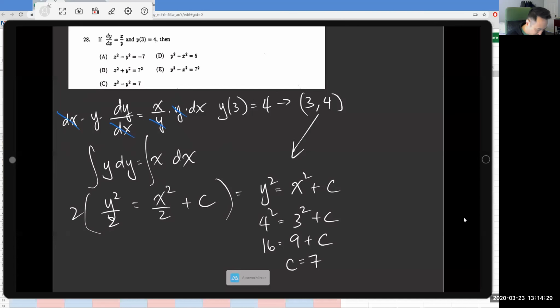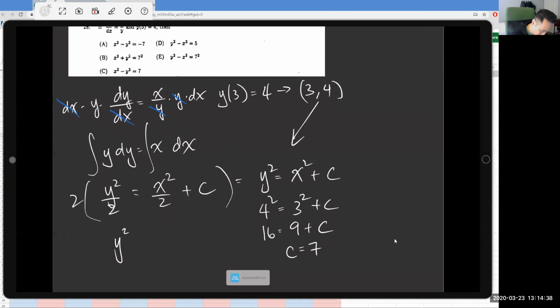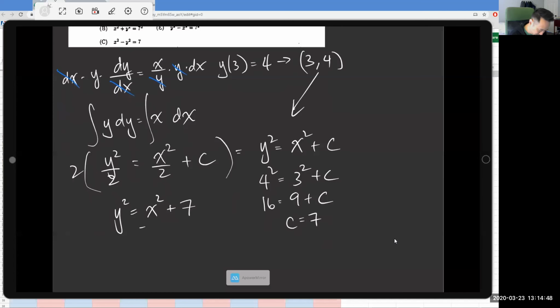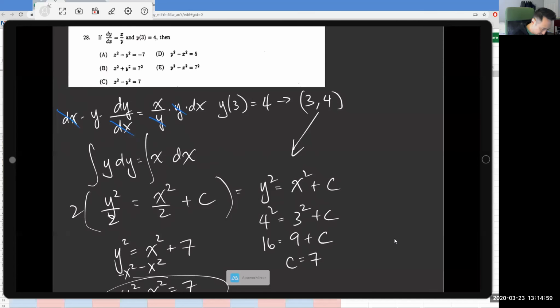So let's see what they're asking for us. Oh no, they're not asking anything. I think I have, let's see. Oh, so I have y squared equals x squared plus 7, which is none of the answers. They all have this y squared minus or x squared minus. So let me just move this guy, negative x squared, both sides. So y squared minus x squared equals 7.